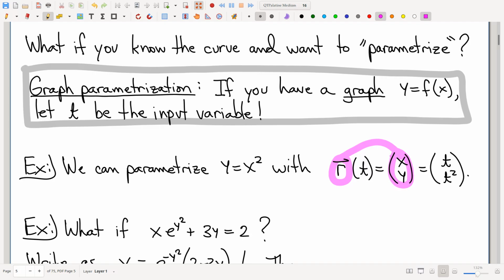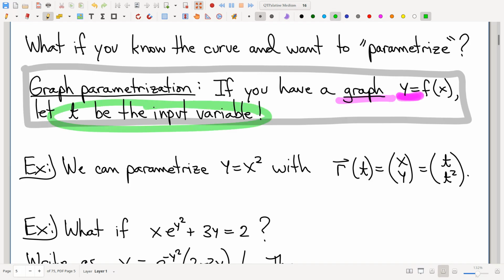Everybody happy? This method is so convenient, it almost seems like we didn't do anything. Right? But I think it's very important to explicitly acknowledge the process. And again, here it is. Once you have recognized that you have a graph, let t be the input variable, and it all falls together. Okay, another couple of examples.